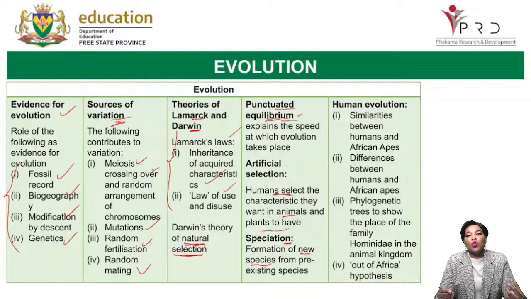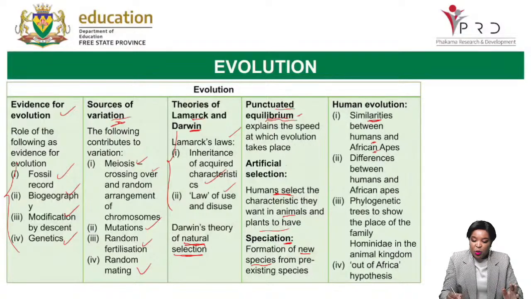And then we come to human evolution. With human evolution, the key things that you need to know are the similarities between humans and African apes. So every time they ask you about similarities, I will show you, you will remember using that diagram of a bonobo, and then the differences between humans and African apes. So you need to know the similarities, and also the differences. When you do the differences, you are looking at the different parts. So you will check the pelvic bones, the skulls, the dentition, all those.